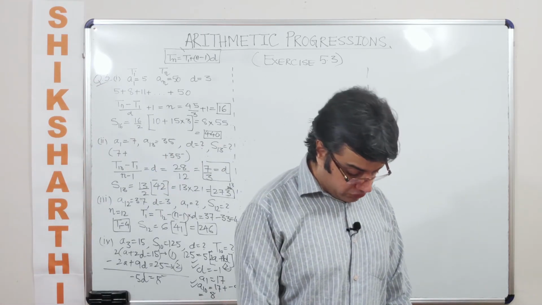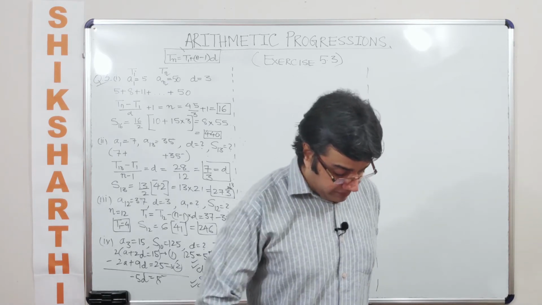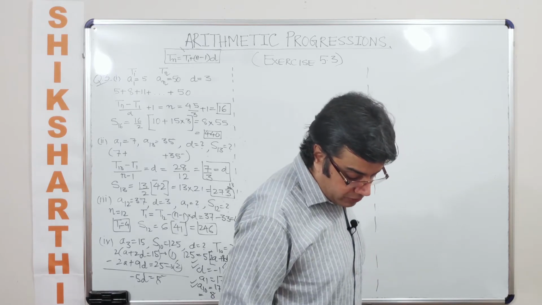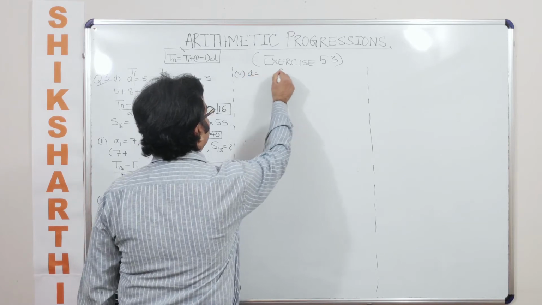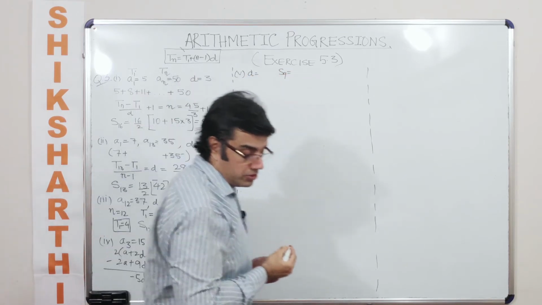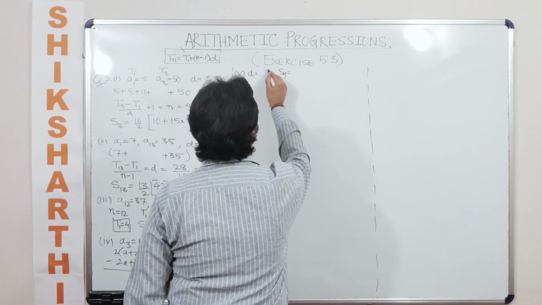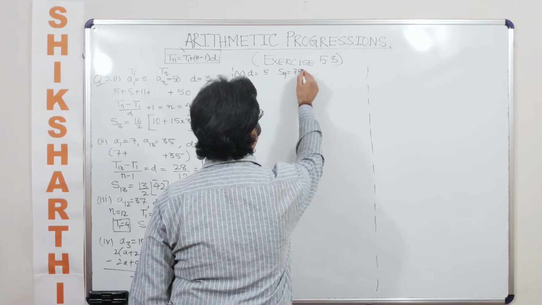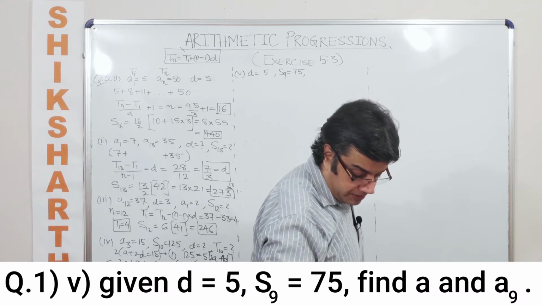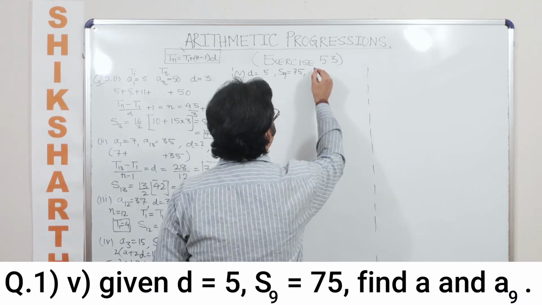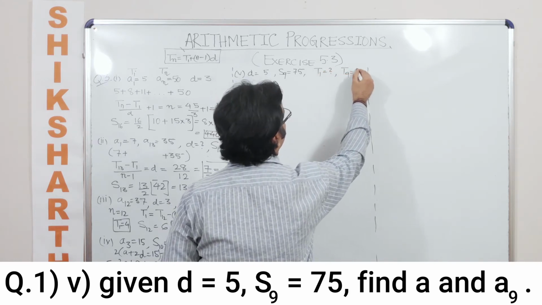Let's move on to the next question. The next question is subpart 5, which says the common difference is given to you, and the sum of the first 9 terms is given to you. Let's see how much it is. The common difference given to you is 5, and the sum for the first 9 terms is given to you as 75. And what are you supposed to find out? You are supposed to find out the first term and the 9th term.